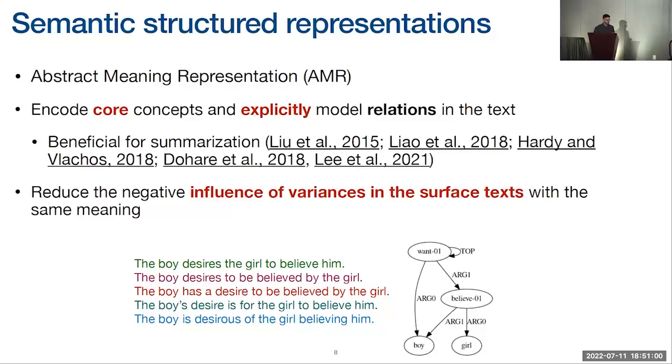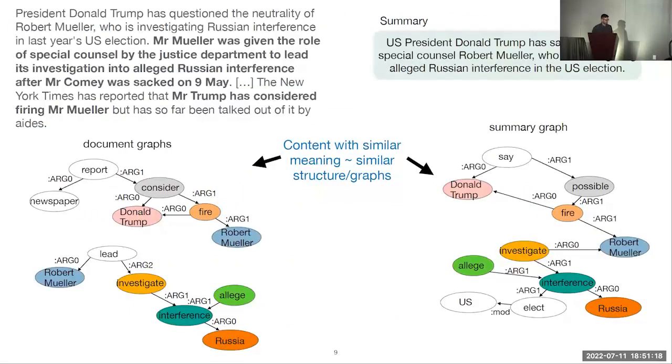It has been shown in previous work that this kind of representation is beneficial for summarization. They also can reduce the negative influence of variance in the surface text. If you see here, all of those sentences have the same meaning and can be represented by this semantic graph. Here is an example where we have some graphs extracted from the document and a summary graph extracted from the summary. You see that parts that contain similar meaning have similar structure in a subgraph, and we would like to leverage this kind of relation between these concepts in our work.